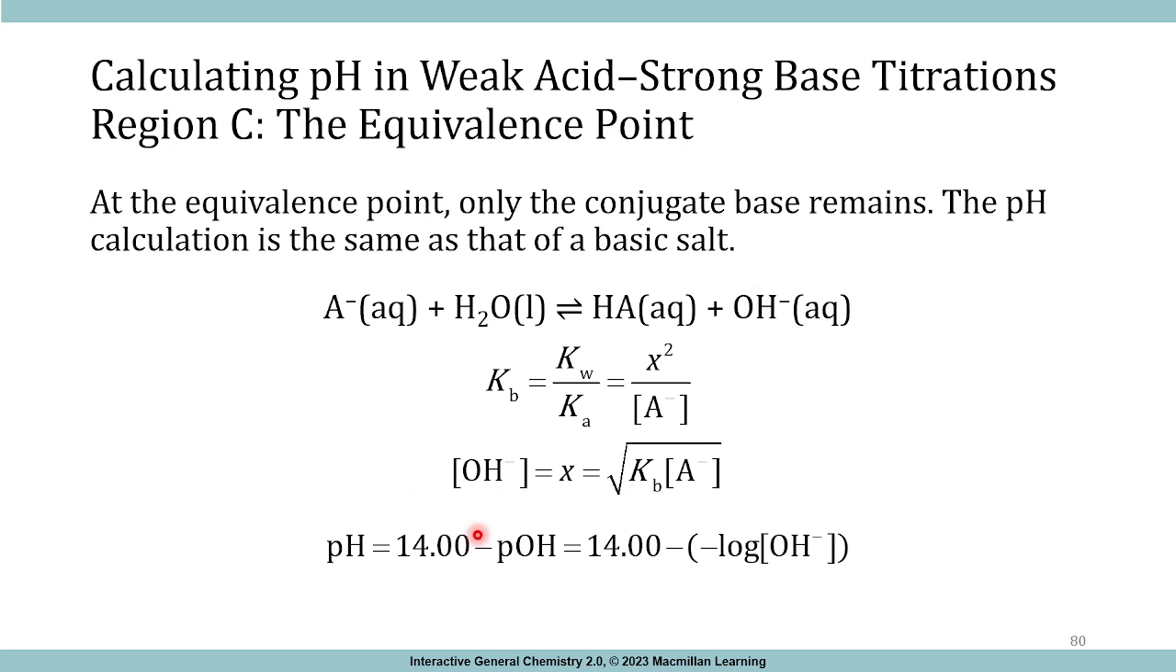We would substitute in the concentration of the OH. We would need to get, for the pH, 14 minus that pOH, right? And remember, the pOH is the negative log of the OH minus. So, again, we would just go through and do these calculations just like we always have done. Just remember, at the equivalence point, you only have the base left. So you're looking at the conjugate base only.